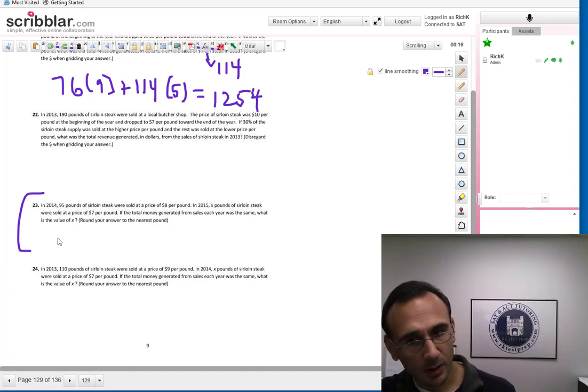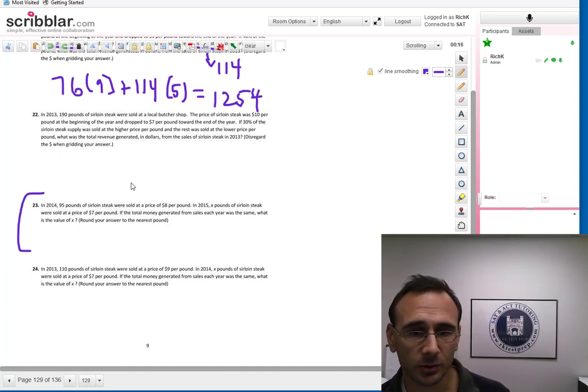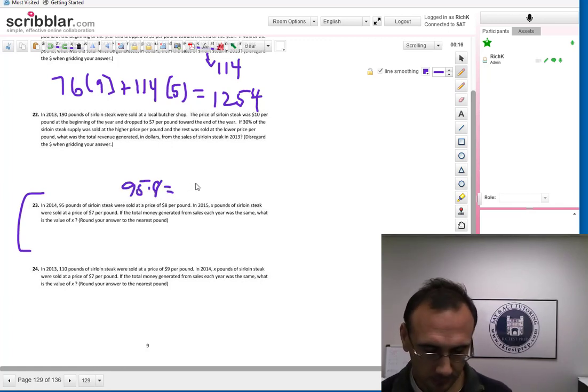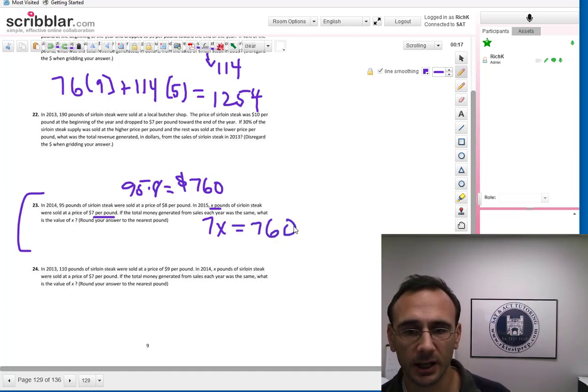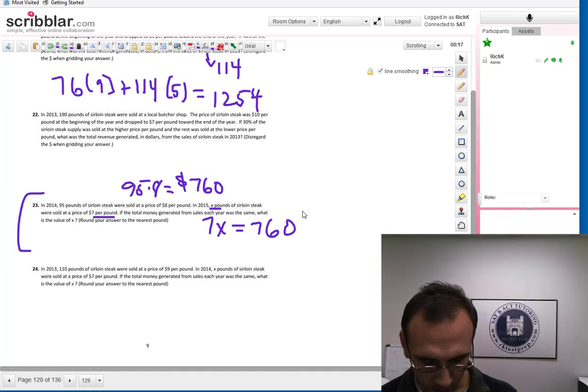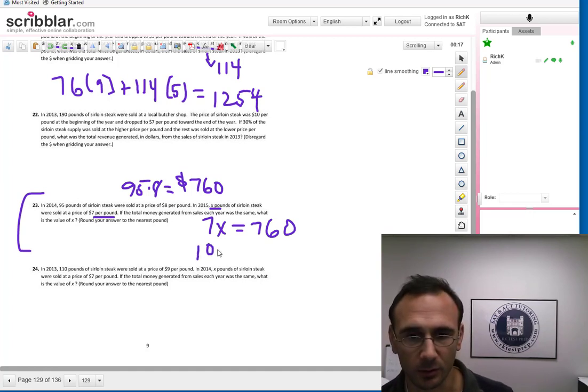23 we'll look at as well. 95 pounds are sold at $8 per pound, so we times that out to get the $760 they made there. The next time they sell x pounds at $7 per pound, so that would be 7x is the amount generated there. If those two amounts are equal, we could solve and we get either 108 or 109. You can round either way.